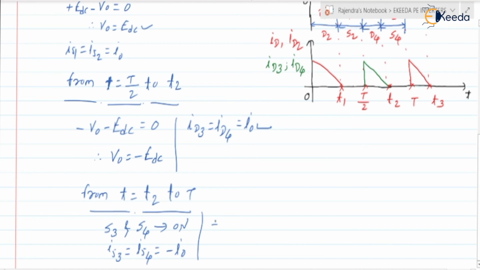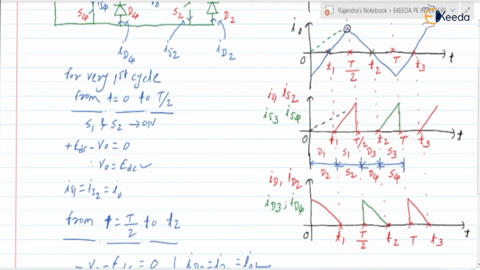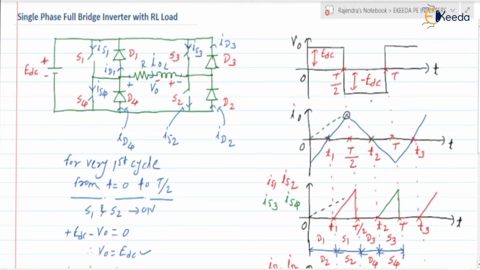It is plus EDC plus V0 is equal to 0, right? So from this we can write V0 is equal to minus EDC. So V0 is negative from T2 to capital T, right? T2 means this instant, till capital T, V0 is minus EDC, and the inductor was storing the energy during this interval.